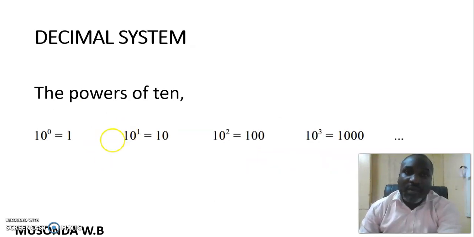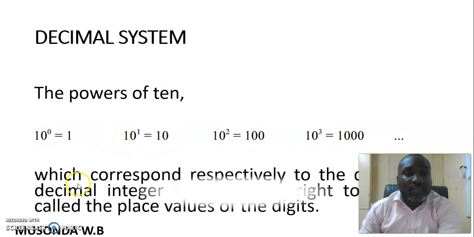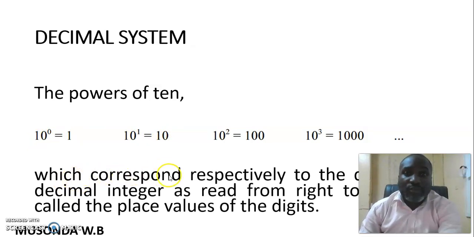Now, the powers of 10, which we have here: 10 to the power 0 is 1, 10 to the power 1 is 10. We are saying that the powers of 10, which correspond respectively to the digits in a decimal integer, are read from right to left and accord the place values of the digits. So just to understand what place values are, you may need to refer to the previous tutorial that we started on, where we explained what place values are.